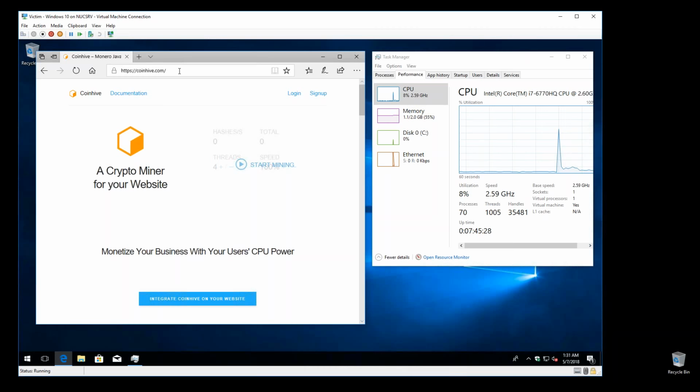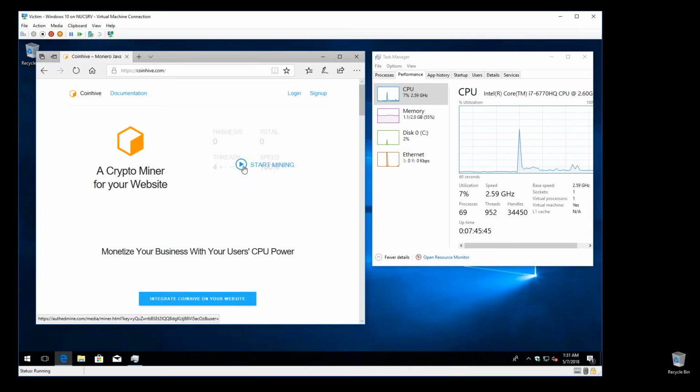Now I'm on the CoinHive.com website. This is the site where I can basically download this JavaScript. I can integrate CoinHive on my website and give these guys who came up with the idea for the library a cut when mining.